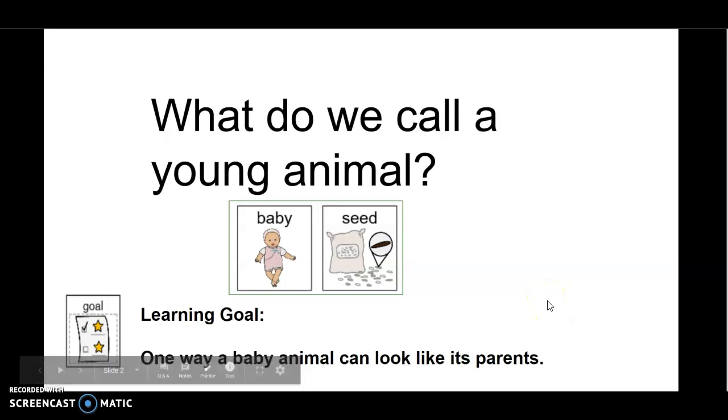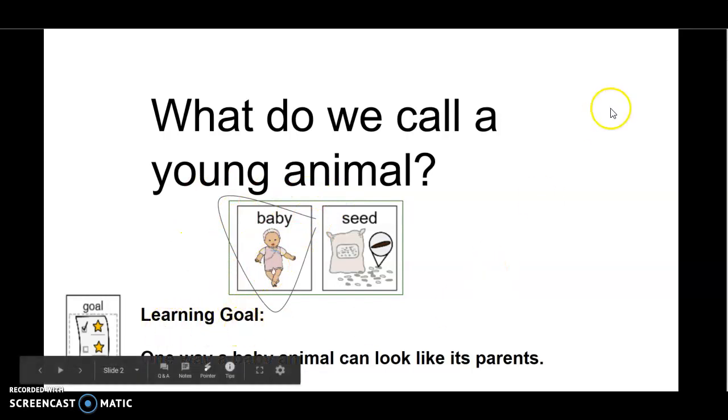So first off, before we get started, what do we call a young animal? Baby or seed? Go ahead and point to what you think we call a young animal. That's the little tiny animals that look like their parents. What are they? Are they a baby or a seed? That's right, they're a baby. We call young animals babies.